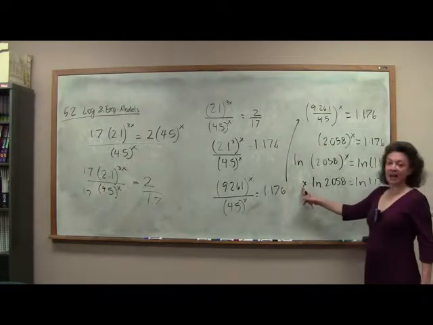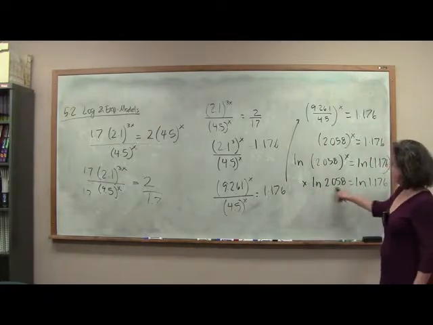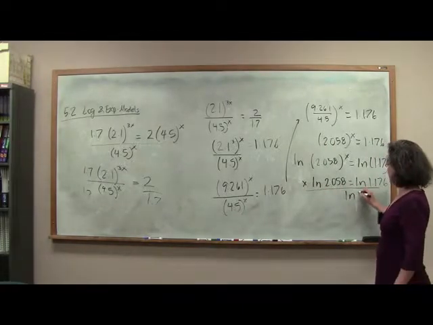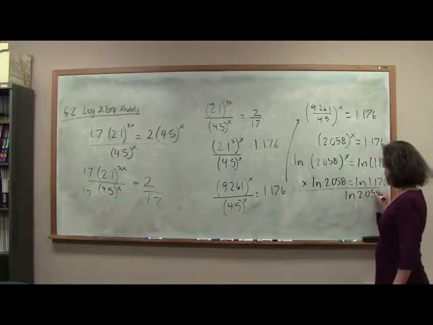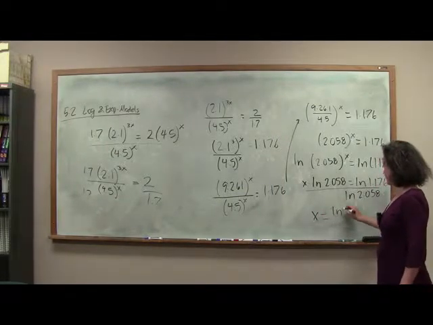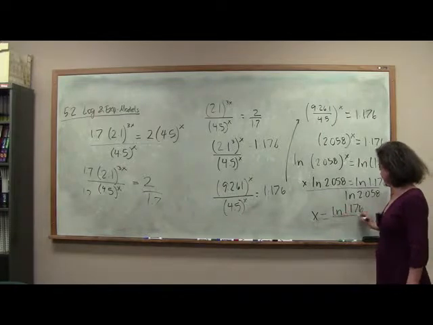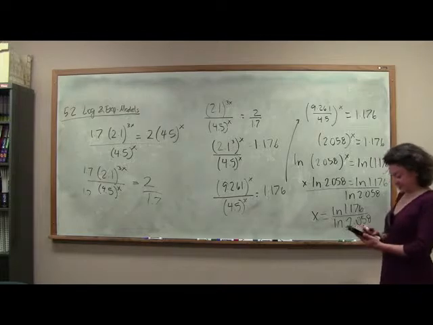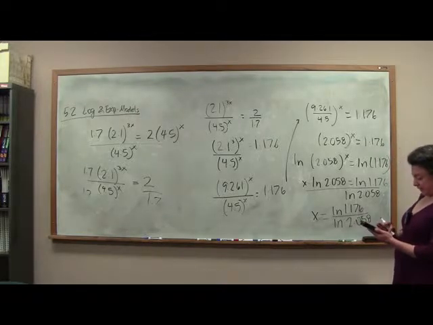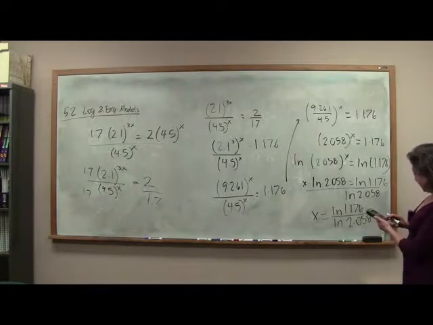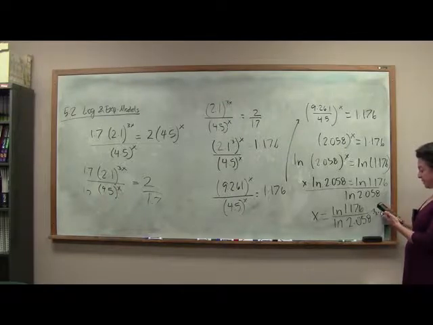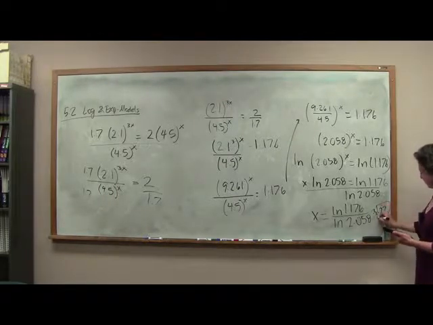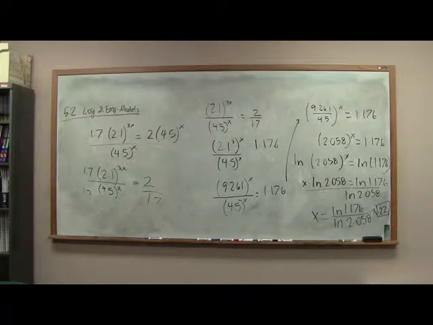And finally, to get x all by its lonesome, you divide both sides by the natural log of 2.058. So you're going to get x to be the natural log of 1.176 over the natural log of 2.058. And in case you really care what that answer is, you will get approximately 0.22. And there we have it.